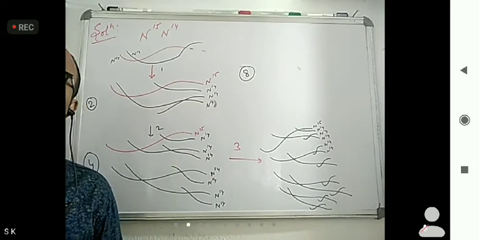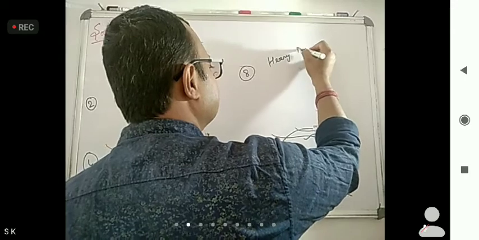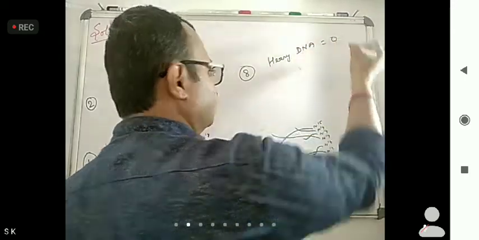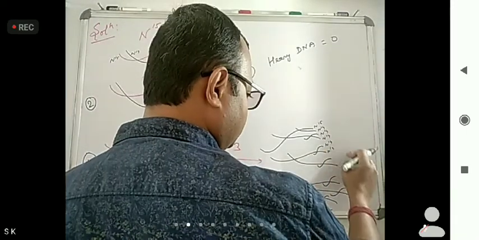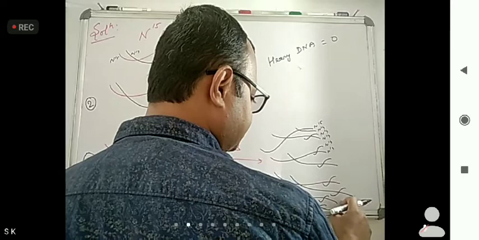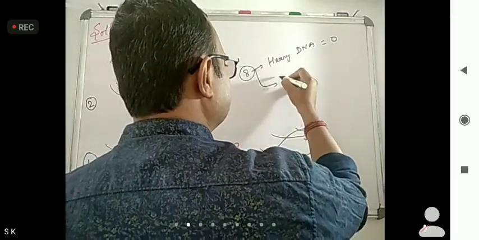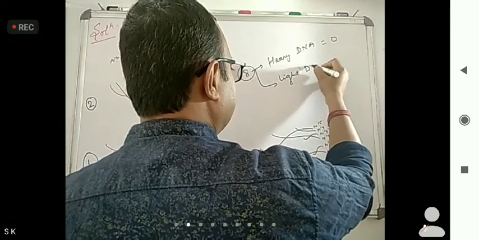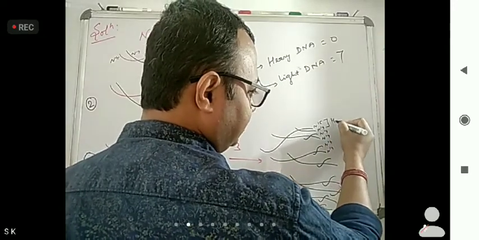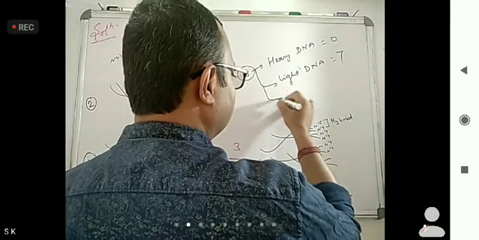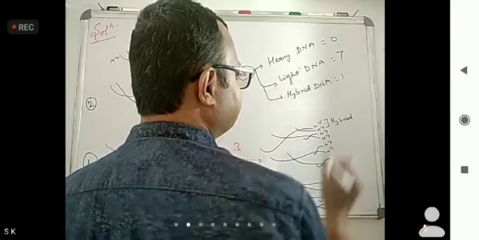So how much heavy DNA came? Heavy DNA was 0. Okay, heavy DNA how much? 0. Light, if we are seeing, so 1, 2, this also 3, 4, 5, 6, 7. So in the 8, 0 heavy. Light DNA came how much? 7, and 1 came what? This is hybrid. So hybrid DNA came how much? 1.